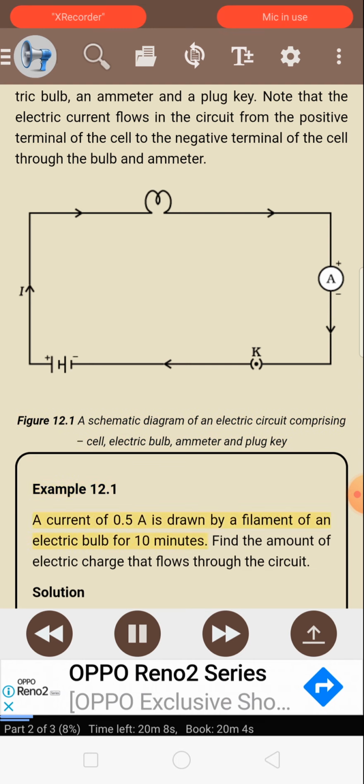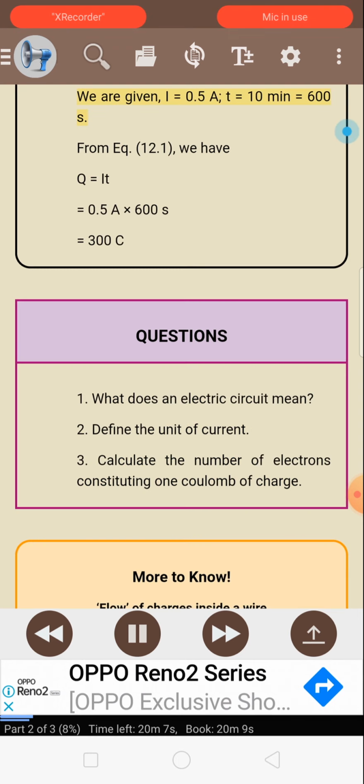Example 12.1. A current of 0.5 A is drawn by a filament of an electric bulb for 10 minutes. Find the amount of electric charge that flows through the circuit. Solution. We are given I equals 0.5 A, t equals 10 minutes equals 600 s. From Eq. 12.1 we have Q equals I t, equals 0.5 times 600 s, equals 300 C.